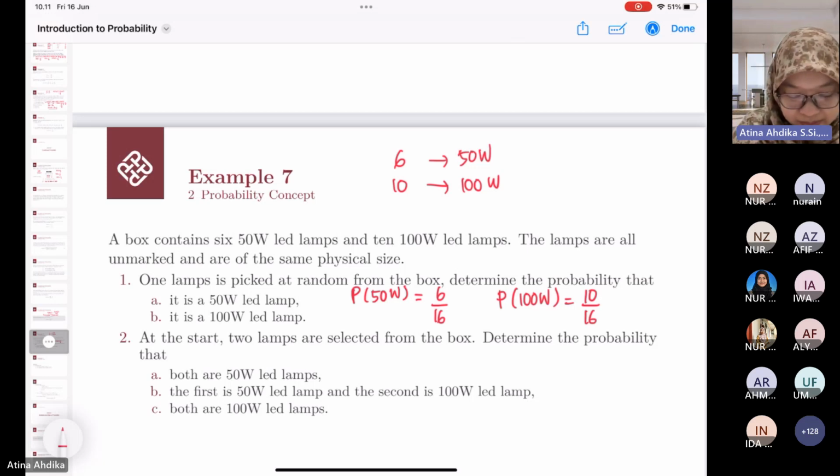Okay, for the second problem, at the start, 2 lamps are selected from the box. Like the example before, I select one lamp first, and then I select another lamp for the second process. So determine the probability that both are 50-watt LED lamps. What is the probability that both are 50-watt LED lamps?